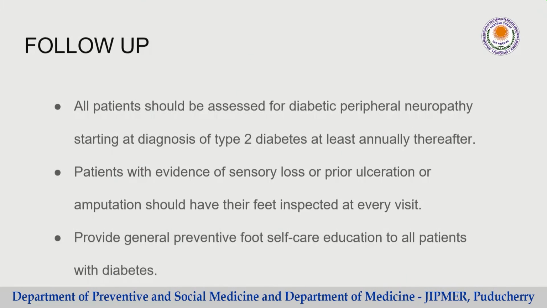All the patients should be assessed for diabetic peripheral neuropathy starting at the diagnosis of type 2 diabetes and at least annually from there on. And patients with evidence of sensory loss and prior ulceration or amputation should have their feet inspected during every visit. We have to provide general preventive foot self-care education to all the patients with type 2 diabetes.